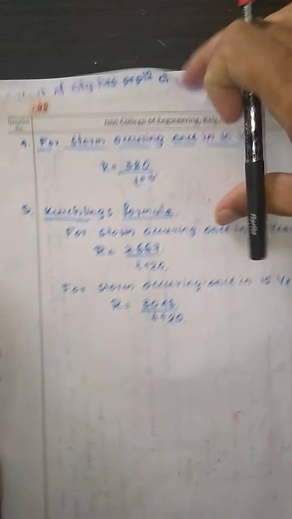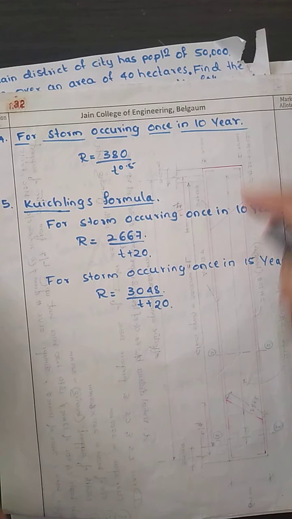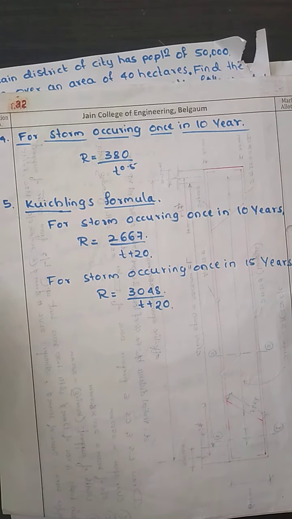Then for a storm occurring once in a year, the rainfall intensity can be given as Ri equals 380 divided by T raised to 0.5. Kuchling's formula for the rain occurring once in 10 years is R equals 2667 divided by T plus 20. For a storm occurring once in 15 years, it is 3048 divided by T plus 20.